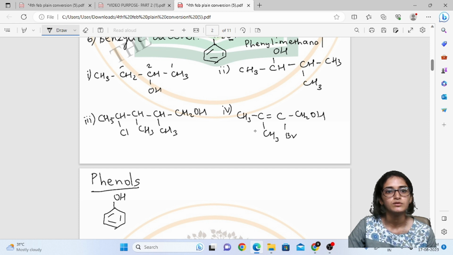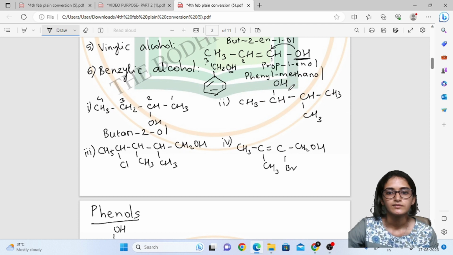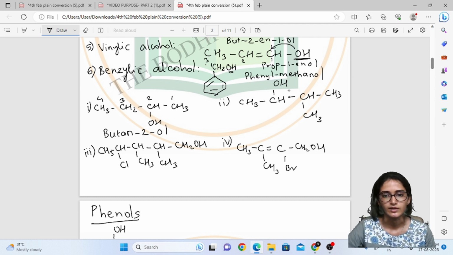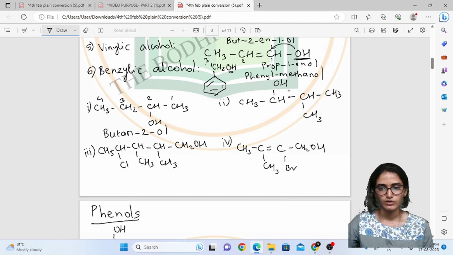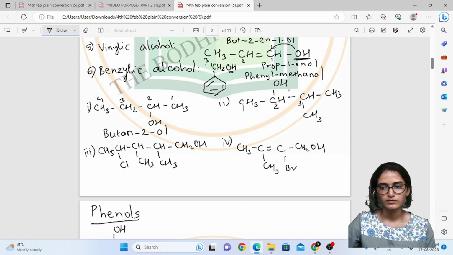1, 2, 3, 4. Now the OH is attached to the second carbon, so we will directly start naming. The name of this will be butane, 4 carbons, no? So butan-2-ol. Then we will see the second one. Here in the second example, along with OH, one more substituent is there, that is CH3. So here I have to start numbering from this carbon, 1, 2, 3 and 4.